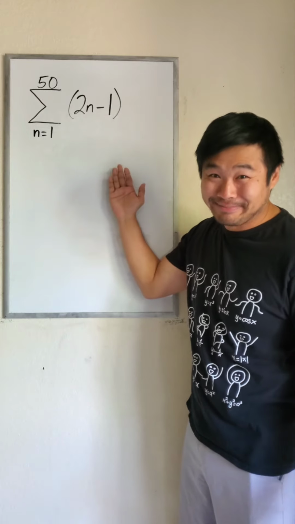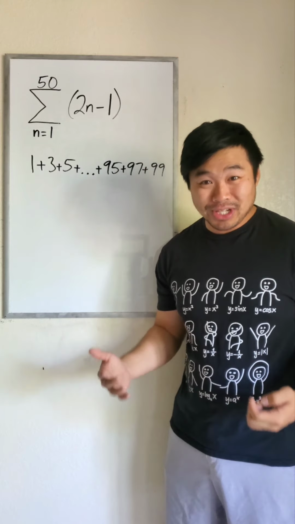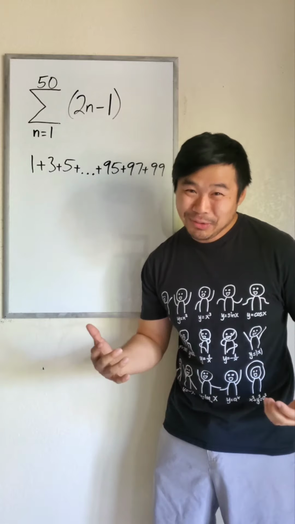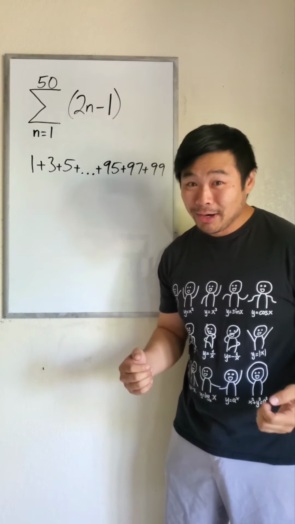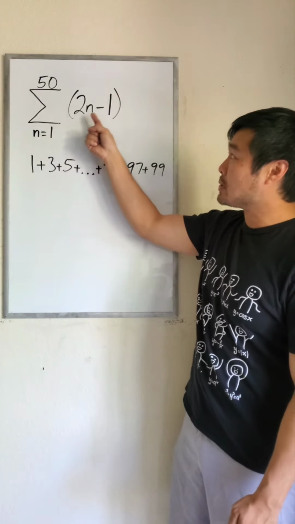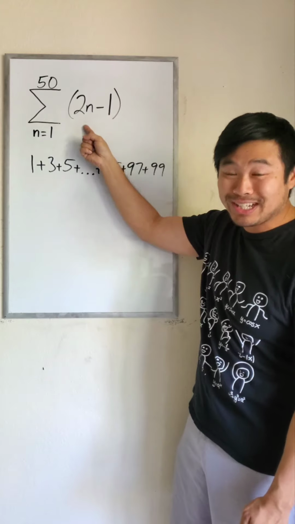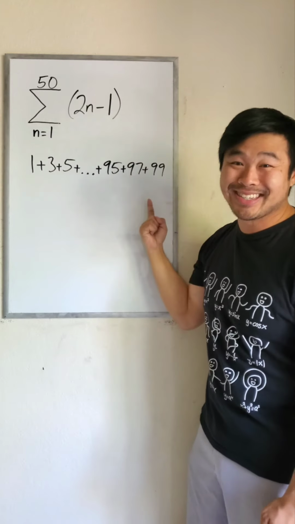Pause here if you need the time. If you said the sum of the odd numbers from 1 to 99, you would be correct. And if you need help, all you do is substitute in n equals 1, 2, 3, 4, all the way to 50, add them all up, and you would get this.